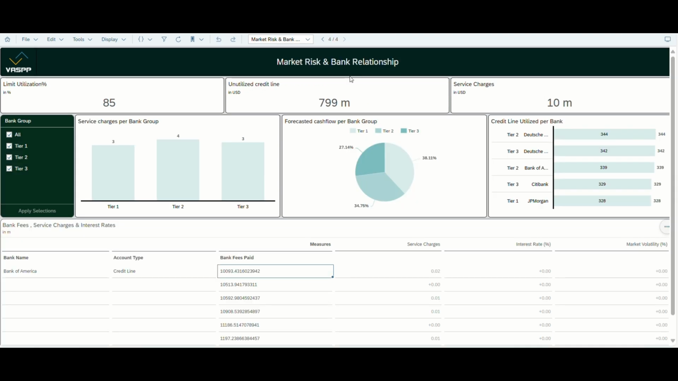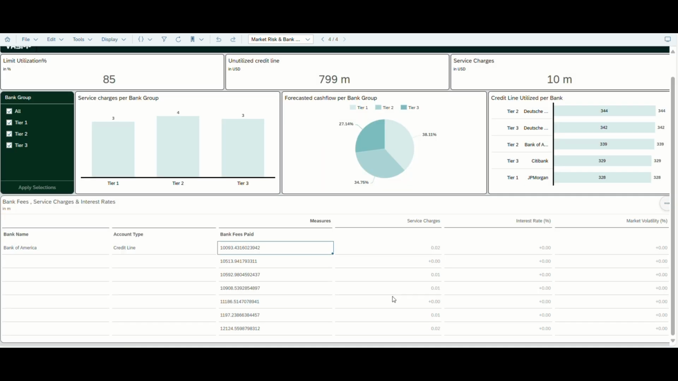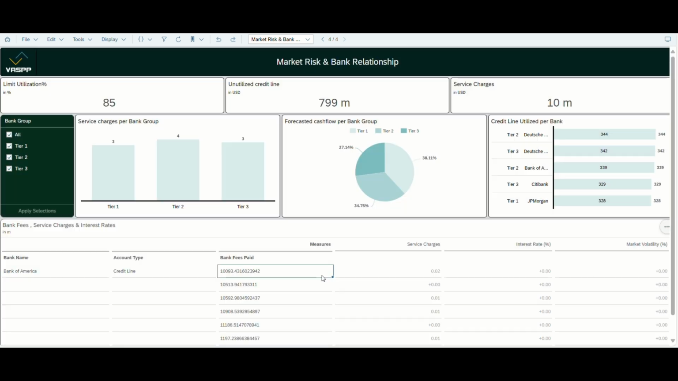Welcome to the hub for managing your market risk exposure and banking relationships. This page offers an in-depth look into credit utilization, service charges, and banking performance across your bank groups and individual banks. Here are the key metrics at a glance.